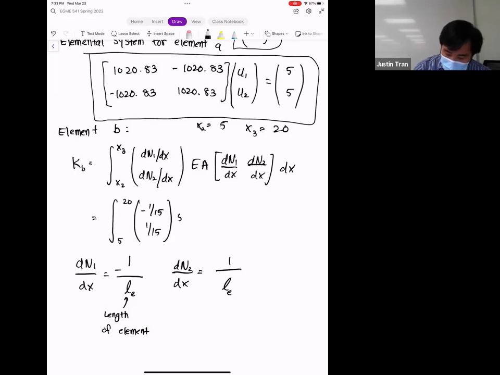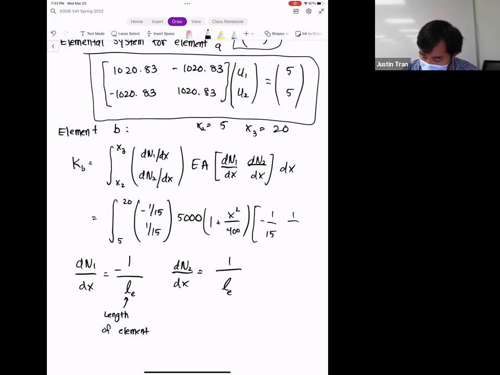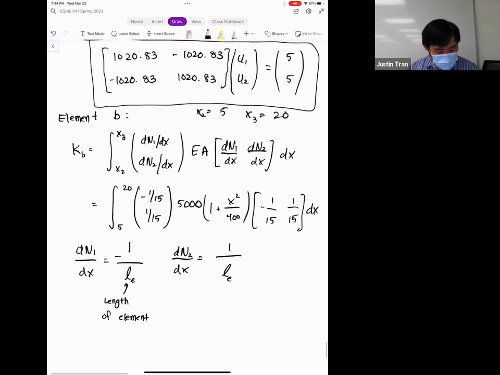E is still the same, so E is going to be our positive 5,000. And then our A here is going to be 1 plus x squared divided by 400. And then we have the same thing on the other side, so we have a negative 1 over 15 and a positive 1 over 15.